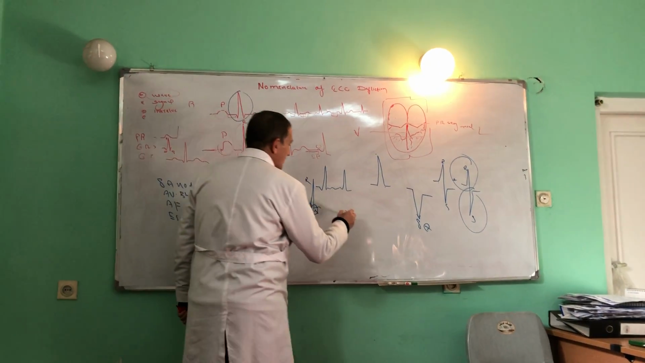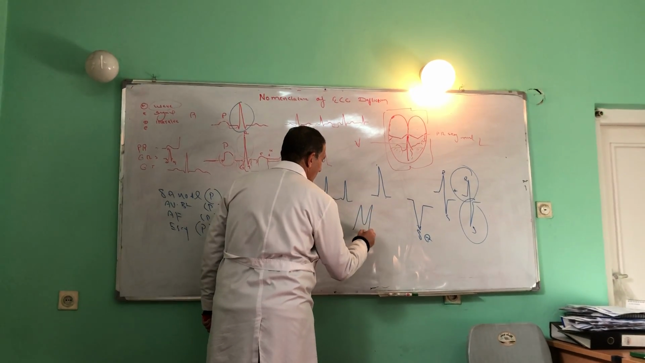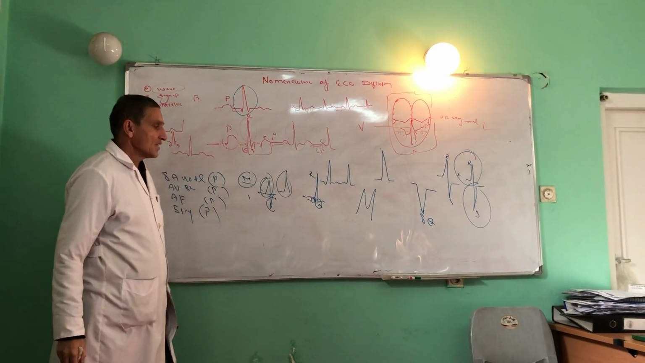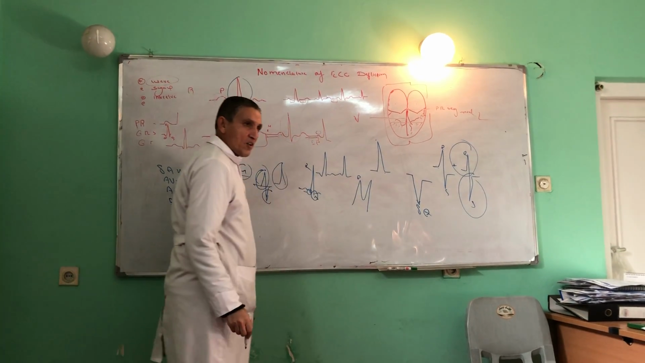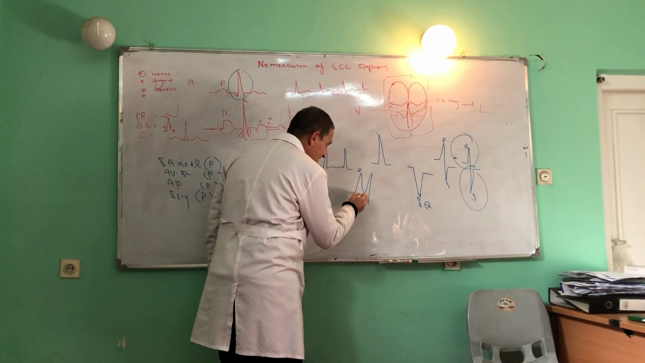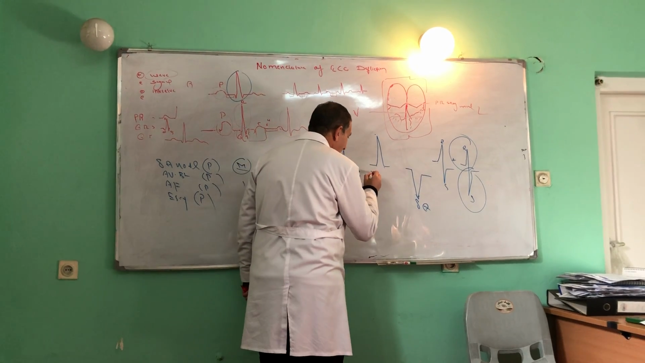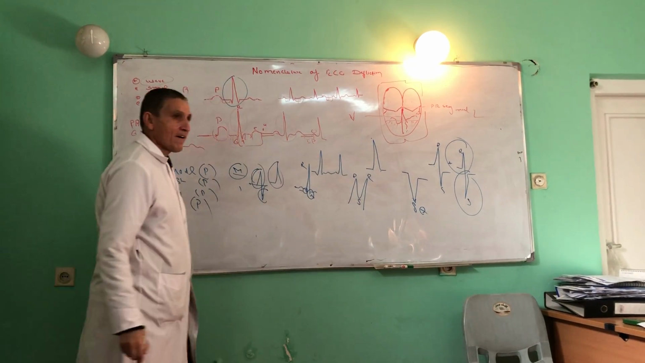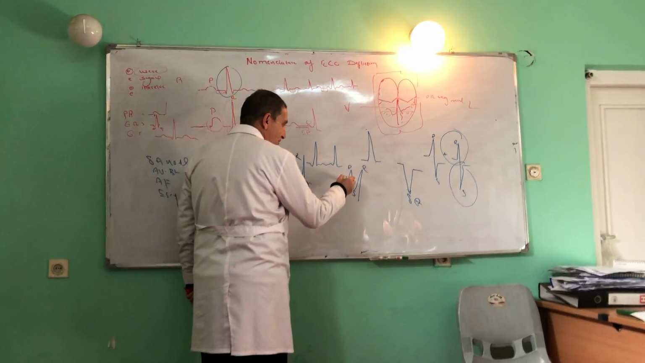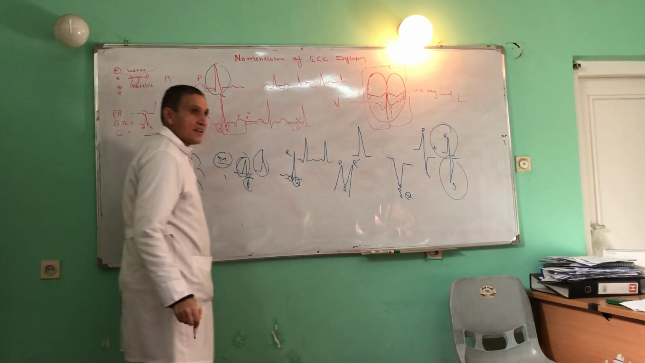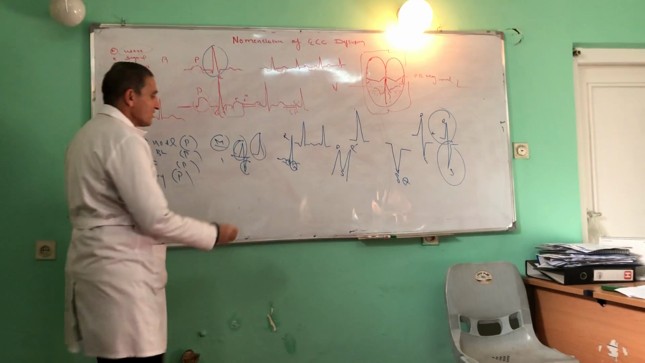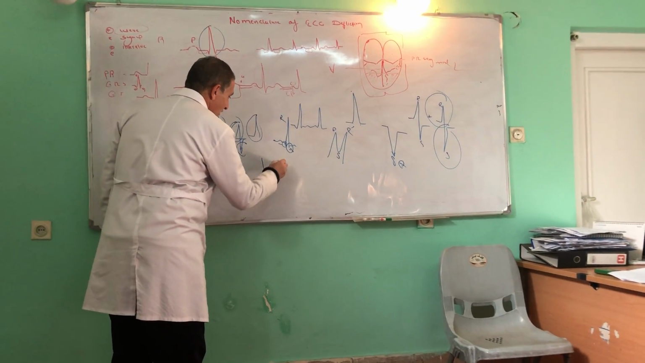Let's assign this type. In this one we don't have a Q wave. This is the R, and after the R wave we have the S wave. This is the S, and this is the R prime. So the first wave is R, and the second one is called R prime. This is RSR prime.